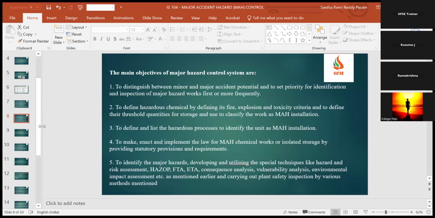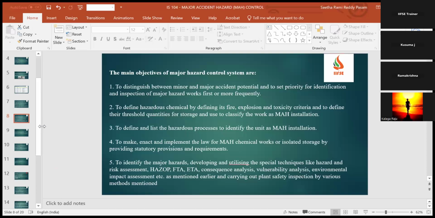When I call it an MAH installation, it has to meet the requirements of MSIHC Rules 1989, Schedule 1, 2 and 3. Then only you will call it an MAH installation. Another objective is to define the list of hazardous processes to identify the unit as an MAH installation. So some processes also become MAH installations even though you don't have such chemical quantities.